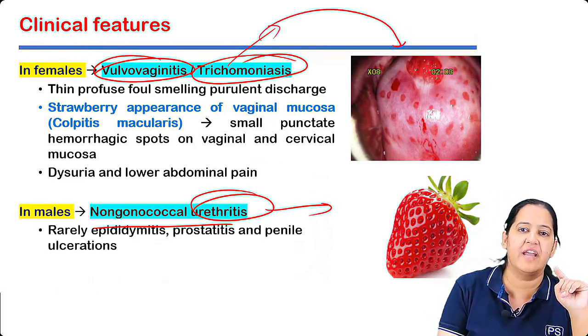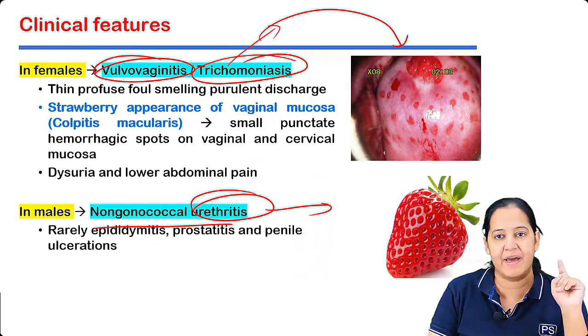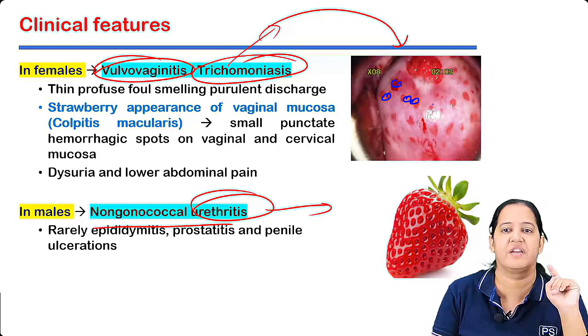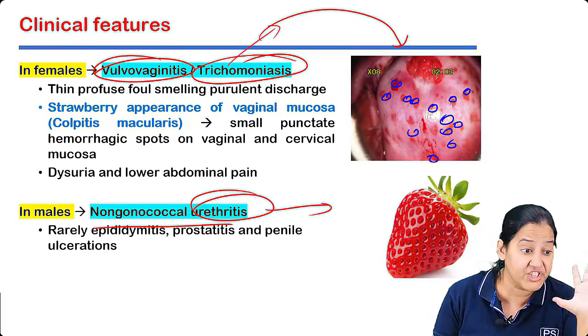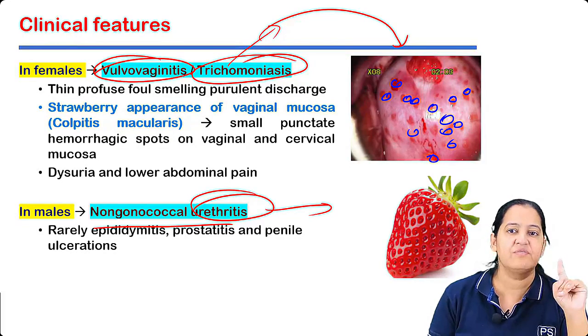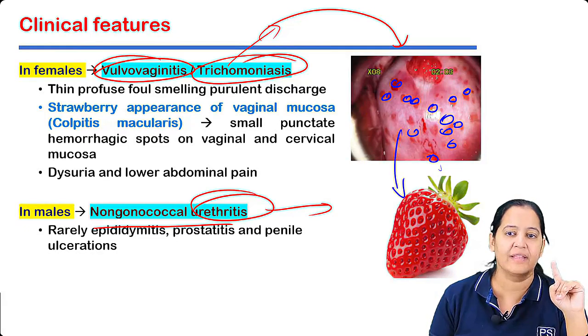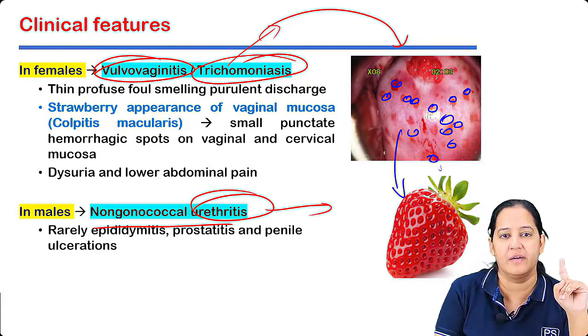See, the endoscopy of the vagina. In the vagina, we can see the parasite is causing hemorrhagic spots. Can you see the hemorrhagic spots? It's very painful. The multiple hemorrhagic spots in the vagina of the female make it look like a strawberry. That's why it is known as strawberry vagina.